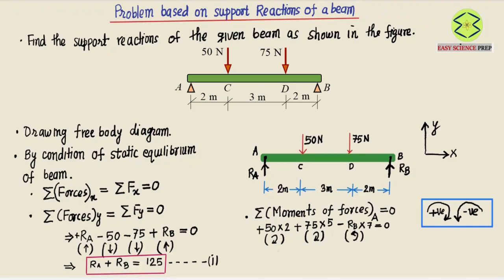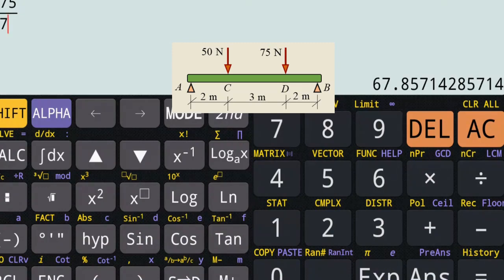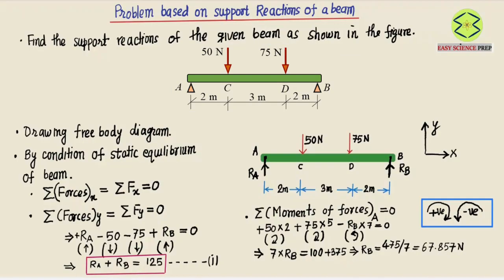Now if you simplify this, you get 7 RB equals 50 into 2, which is 100, plus 75 into 5, which is 375. That gives RB equal to 475 divided by 7, and that value turns out to be 67.857 Newton. When you substitute the value of RB in equation 1, you get RA equal to 125 minus 67.857, which is 57.142 Newton. This way we got the values of the support reactions RA and RB. Thank you.